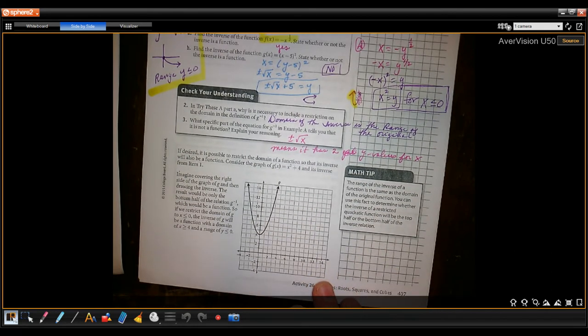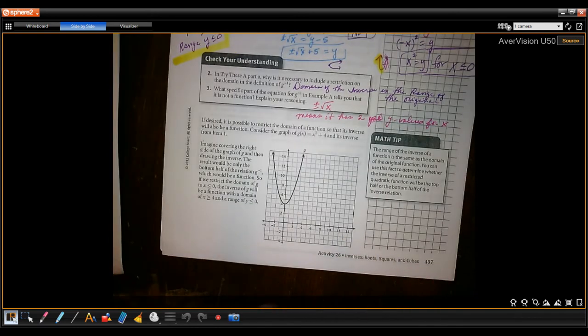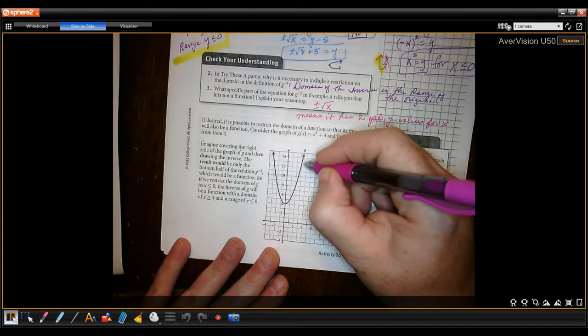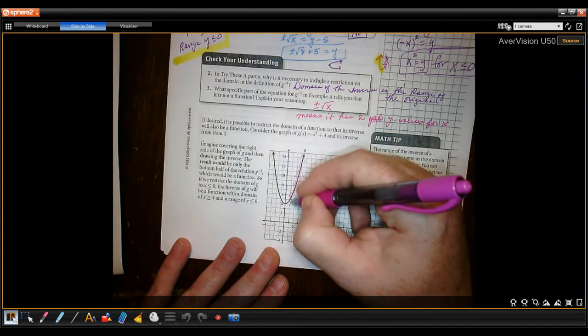Okay. Let's keep moving on. This question says, imagine covering the right side of the graph. And then drawing the inverse. So I'm just going to go ahead and cover it up. I'm just going to scratch it out like that.